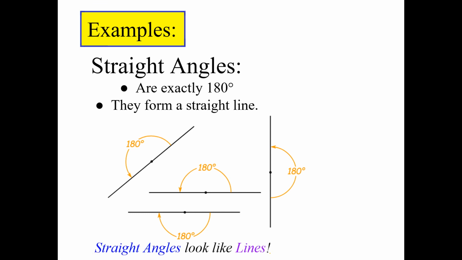Straight angles look like lines because, technically speaking, they are lines. So if you have an angle that's just a straight line, it's always a straight angle. Lines are straight, straight angles are straight.